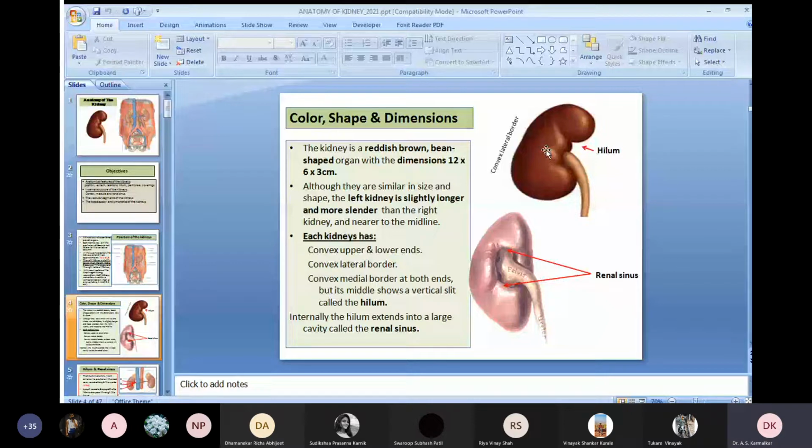Now, what are the presenting points? It has got two poles, that is the upper pole and the lower pole, or the upper end and the lower end. It has got two borders, the lateral border which is convex, and the medial border which is indented by the hilum, through which structures like vessels are entering and the ureter is coming out. So that is the hilum, which is having a notch, we can say, on the medial border. Then it has got the surfaces, that is the anterior surface and the posterior surface. And this hilum, if you see internally, you can see the arrow which is showing the renal sinus. Sinus, it is a space, which is occupied by the pelvis of the ureter and the renal vessels.